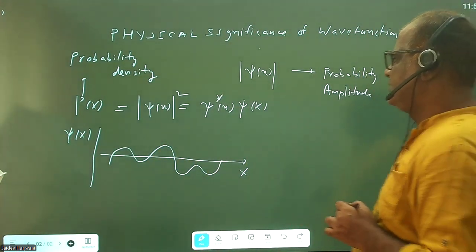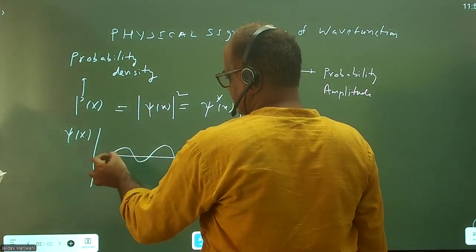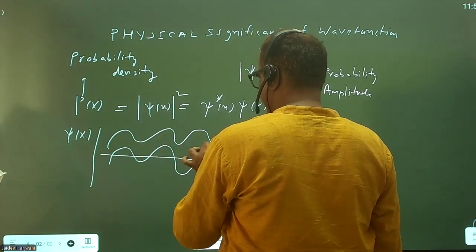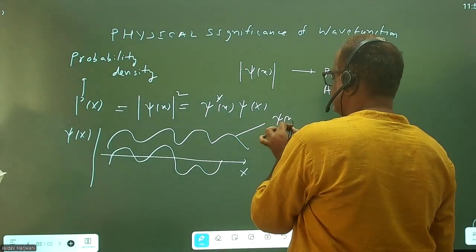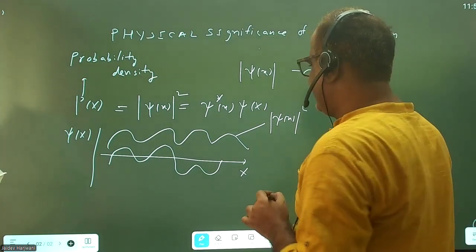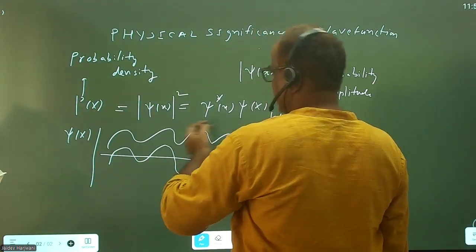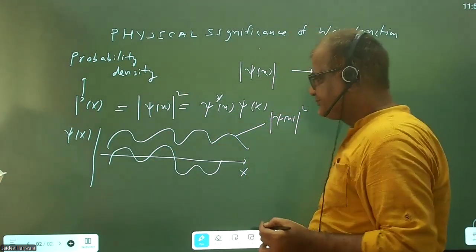Now, if I take the mod square, how will it look? Everything will become positive. This becomes positive, this becomes positive. So this is my mod of psi x square. Now, what is the probability? This is the probability density. We are working in one dimension, so this is the probability per unit length.